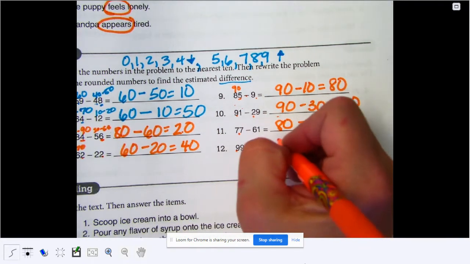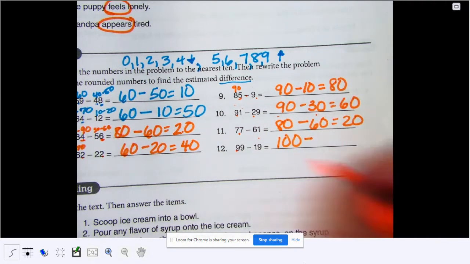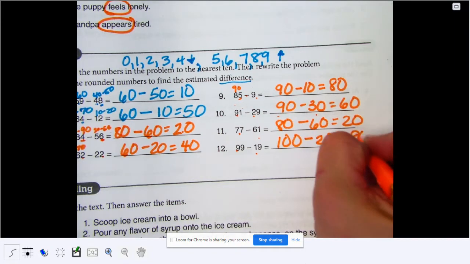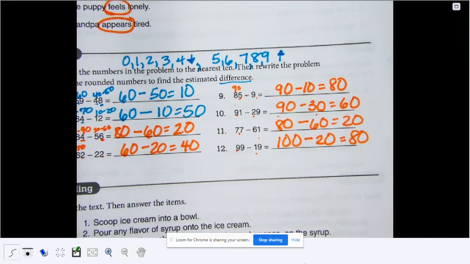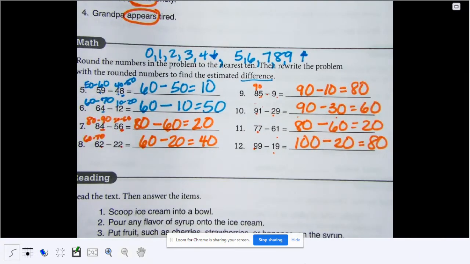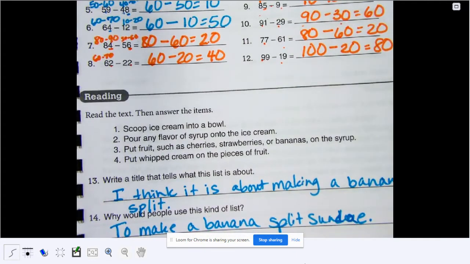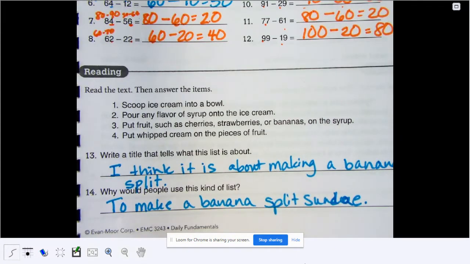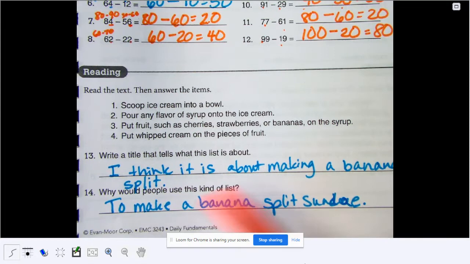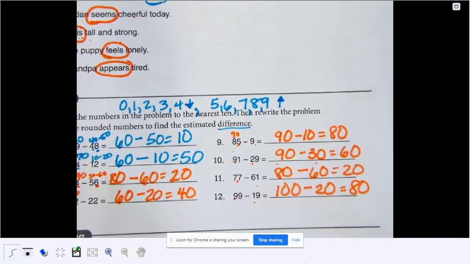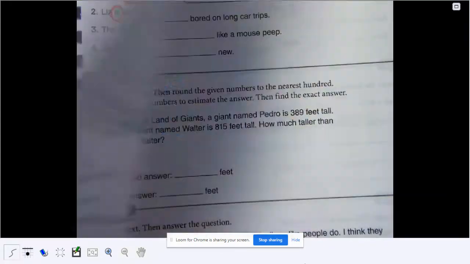And then 99 is closest to 100, and 19 is closest to 20. So 100 minus 20 is 80. All right, check your answers and fix any of them that you have incorrect. And then, of course, I already gave you the answer for the bottom, didn't I? Because I'm a goofball. I think it's about making a banana split and to make a banana split sundae. All right, if you need anything on this page, go ahead and pause and get that fixed. And then you're going to meet me on page 28.